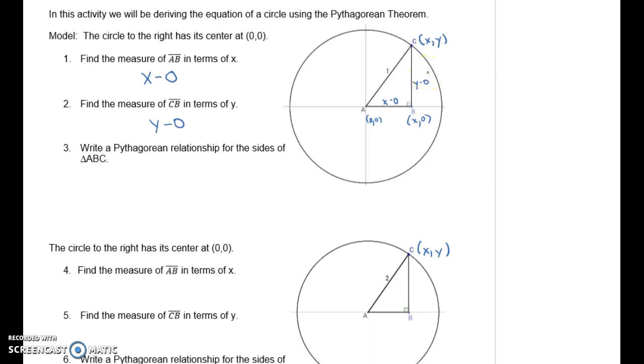We want to write a Pythagorean relationship for those sides. Well, again, we can just take the two sides squared, the legs, add them up, and that should give us the hypotenuse squared. So x minus 0 squared plus y minus 0 squared equals 1 squared. So x minus 0 squared plus y minus 0 squared equals 1. And so that's our Pythagorean relationship.